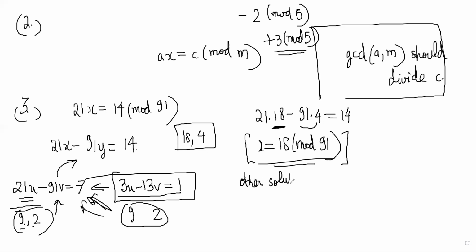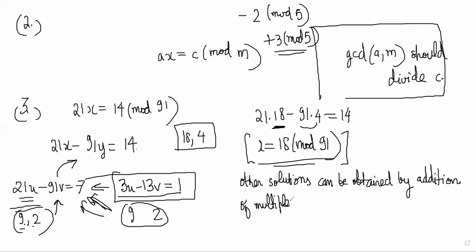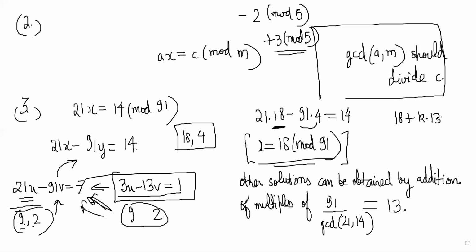Just note down this point. Other solutions can be obtained by adding multiples of 91 by GCD of 21 and 91, right? Adding multiples of m by g basically. M is 91, and g is 7, right? So basically GCD of 21 and 14, A and C, which is 7. So 13, right? So you can say 18 plus k times 13, right?